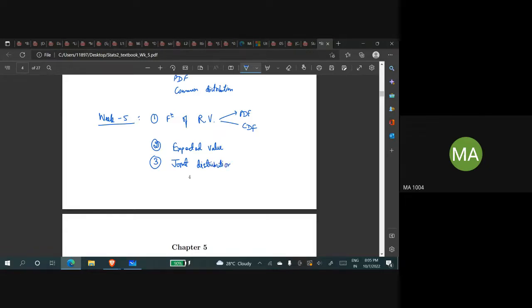And then we are going to look at joint distributions where one random variable is discrete and the other random variable is continuous. In week 1 and 2, we looked at the joint PMF when both random variables were discrete. But here we are going to look at how you define the joint distribution when one of your random variables is discrete and the other is continuous. So these are the topics that we are going to cover in week 5.